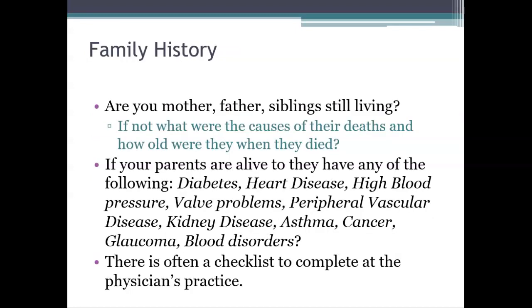Next, they're going to get a family history. Are your mother, father, siblings still living? If not, what were the causes of their death and how old were they when they died? Heart disease can run in the family, diabetes can run in the family. They just want to know what kind of history you have. If your parents are alive, do they have any of the following? Diabetes, heart disease, high blood pressure, valve problems, peripheral vascular disease, kidney disease, asthma, cancer, glaucoma, or blood disorders? There is often a checklist to complete at the physician's practice. This will give them a better idea of what your prior family history is.